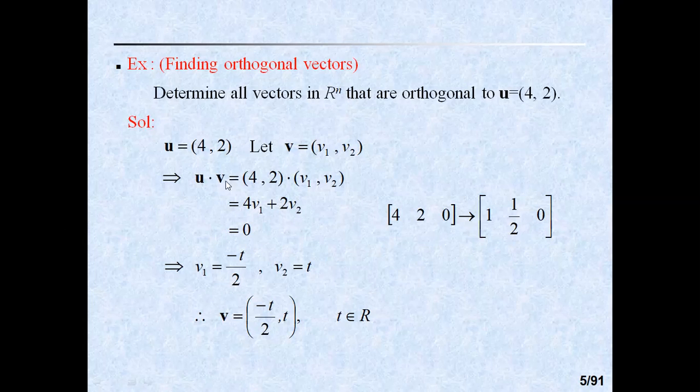To find the vectors orthogonal to u, let v is equal to (v1, v2). The dot product will be 0 because we are determining all the vectors orthogonal to u. Therefore, here v2 is equal to t, and from that we get v1 is equal to minus t by 2. Therefore, v is equal to (minus t by 2, t), where t belongs to the real numbers. By taking the real numbers, all such vectors are orthogonal to u.